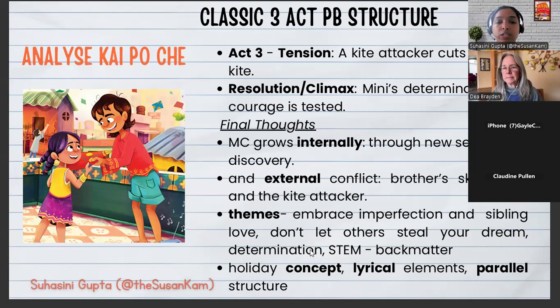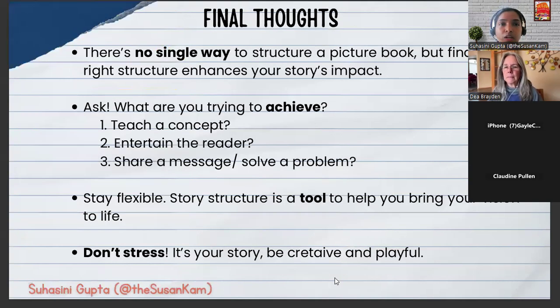Also, as I mentioned, it has multiple story structures. It talks about a holiday concept. It has a lot of lyrical elements. Plus, it also has a parallel structure.